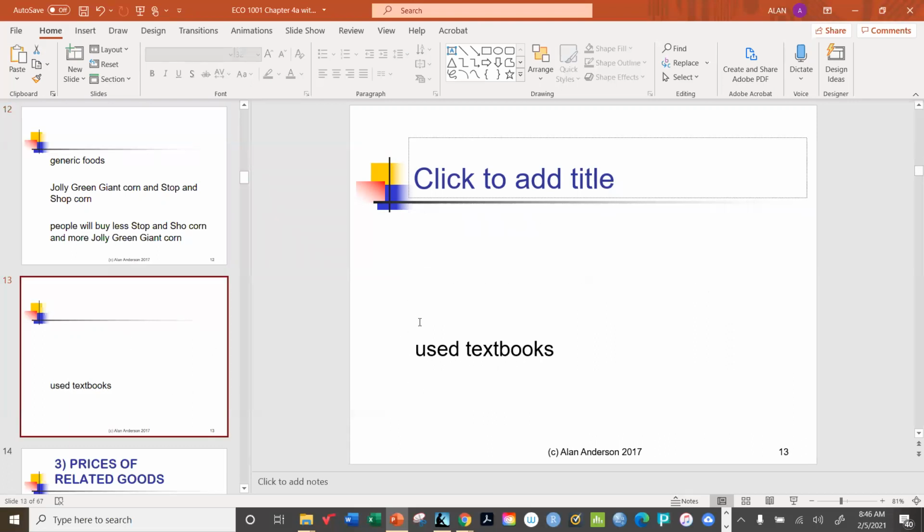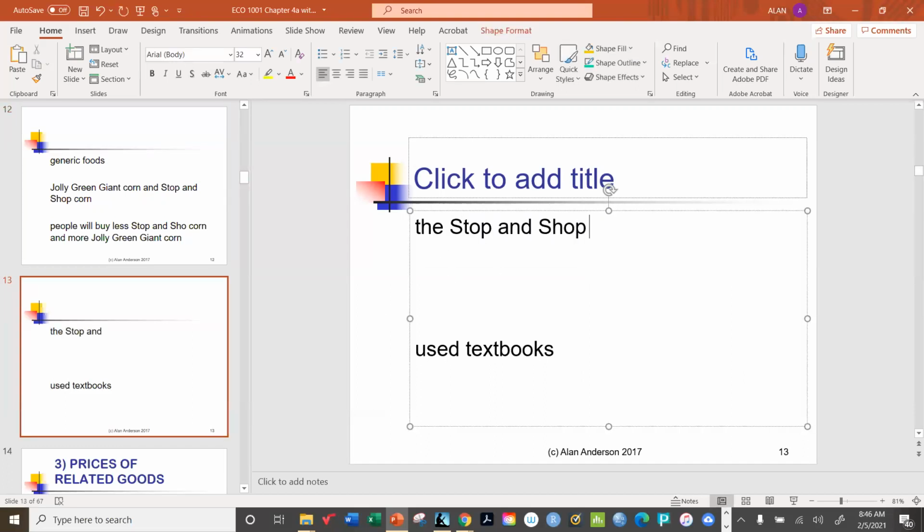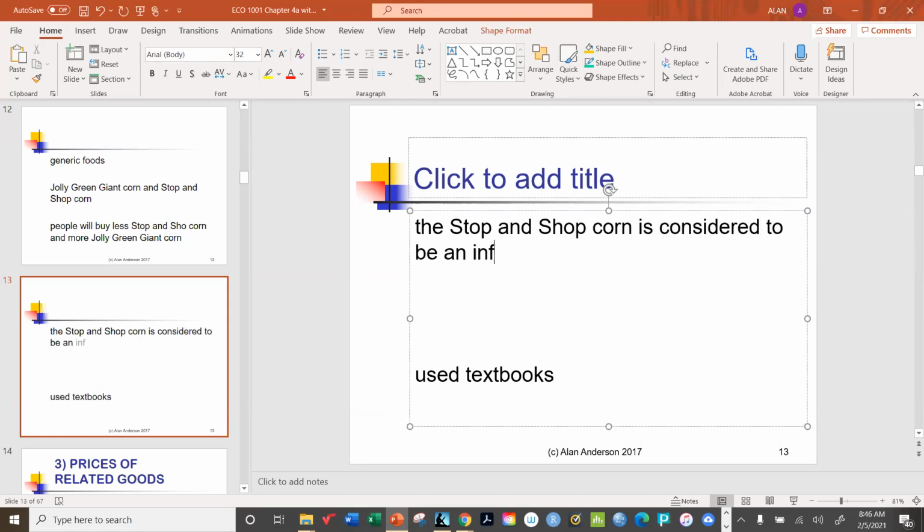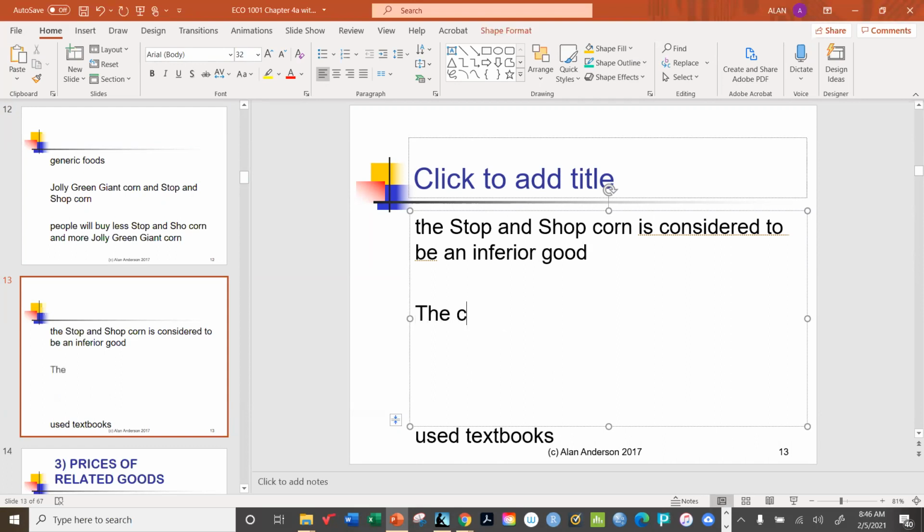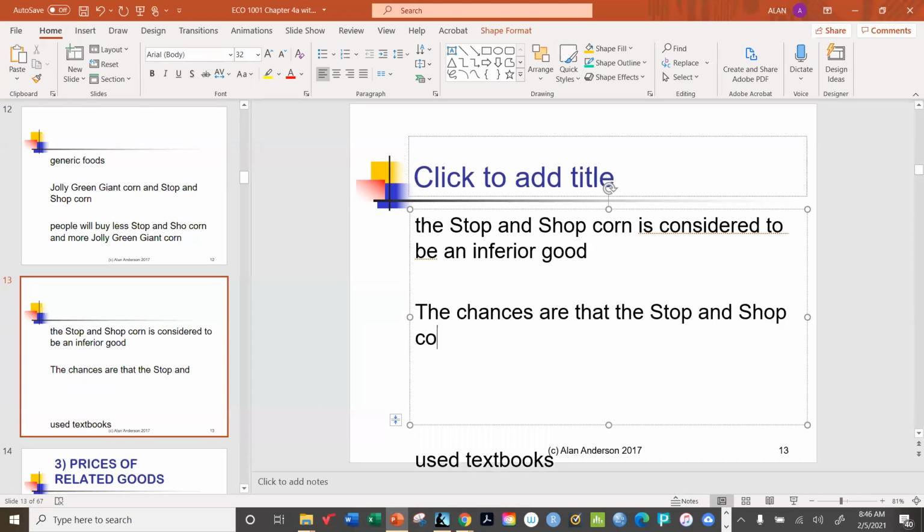And so we would say here in this case that the Stop and Shop corn is considered to be an inferior good in the sense that you'll buy less of it when your income goes up. That doesn't mean that the product isn't good. And here's the ironic part about all this, and this is something that we will discuss in a later chapter. The chances are that the Stop and Shop corn is being made by Jolly Green Giant anyway. It just has a different label on it. That's a little secret that maybe you didn't know about.